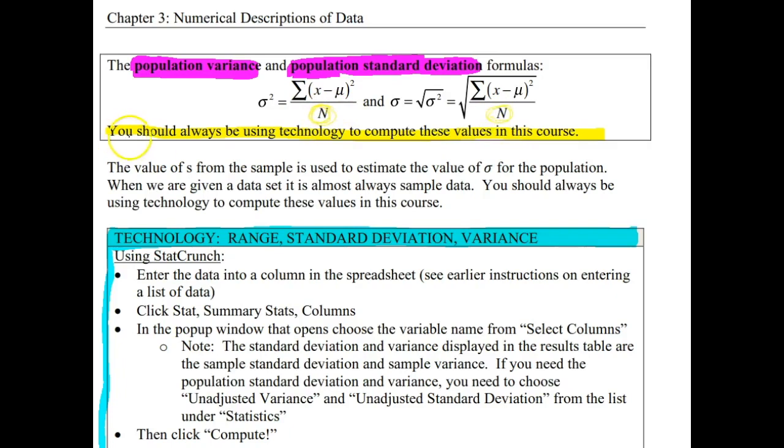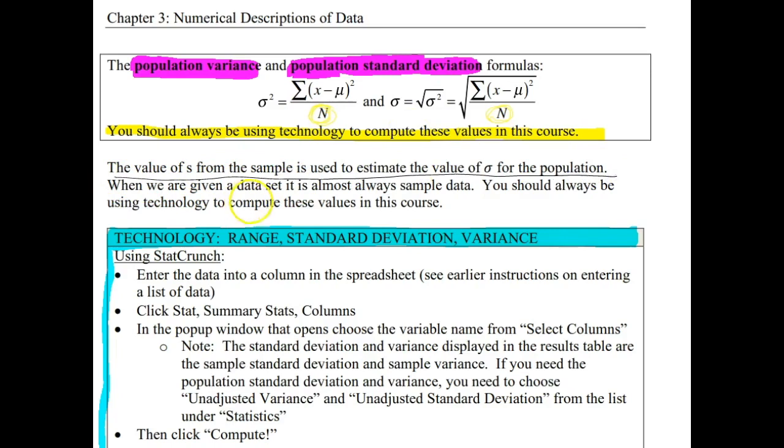So again, in the case where we would have been given actual population data, which is rare, we should always be using technology to compute these values. Again, we're not going to be computing population variances or standard deviations by hand either. So the value of s from the sample is used to estimate the value of sigma for the population, just like x bar is used to estimate the value of mu.